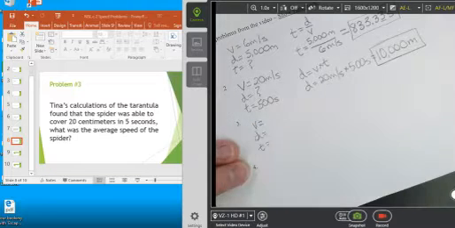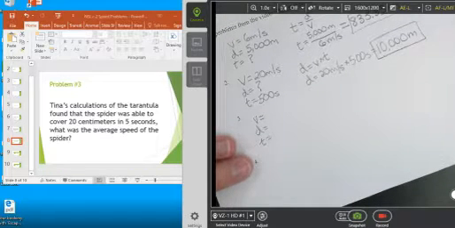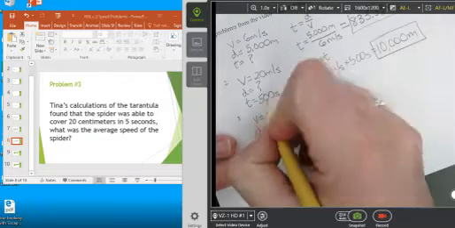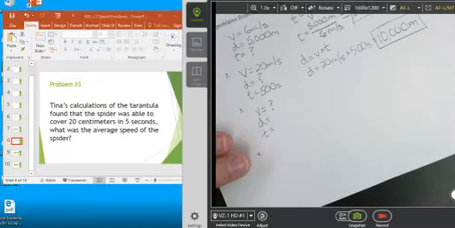Excuse me, I'm just listing my letters. Tina's calculations of the tarantula found the spider was able to cover 20 centimeters in 5 seconds. What's the average speed? So the question is, what's the speed? I'm going to put a question mark there.